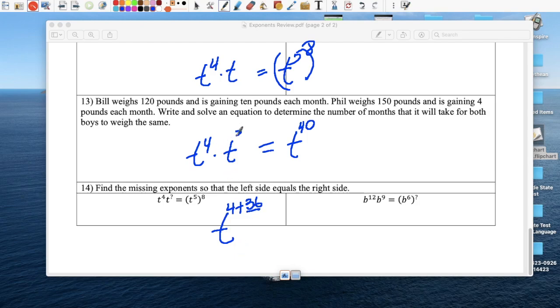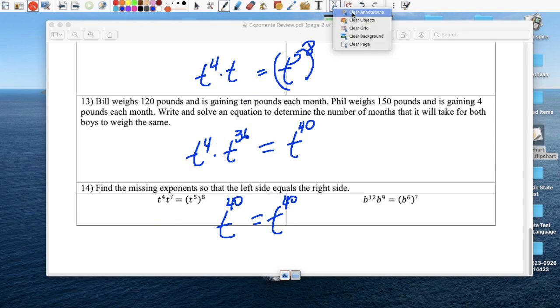So if I put a 36 over here, look what happens. On the left side, I keep the base, because we're going to use the product rule. Keep the base, which is t, and then I add 4 plus 36, which is 40. And that will equal the right side, which is also t to the 40. So the missing exponent over here is 36.